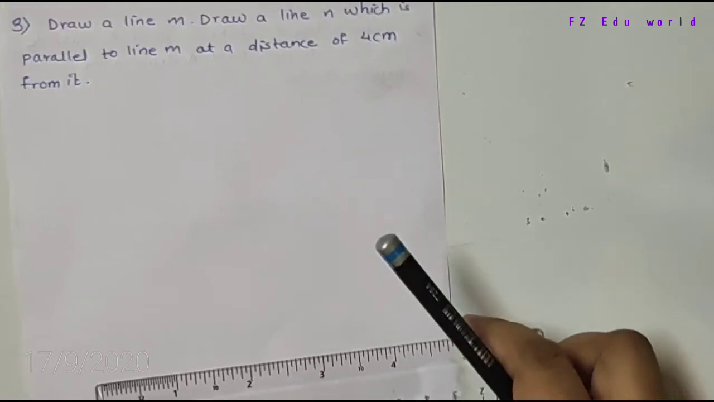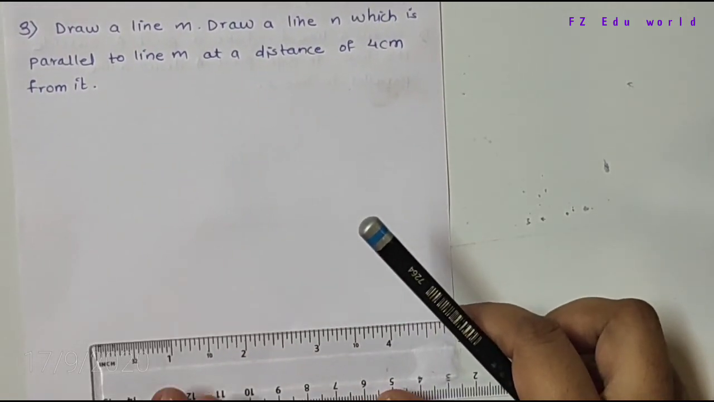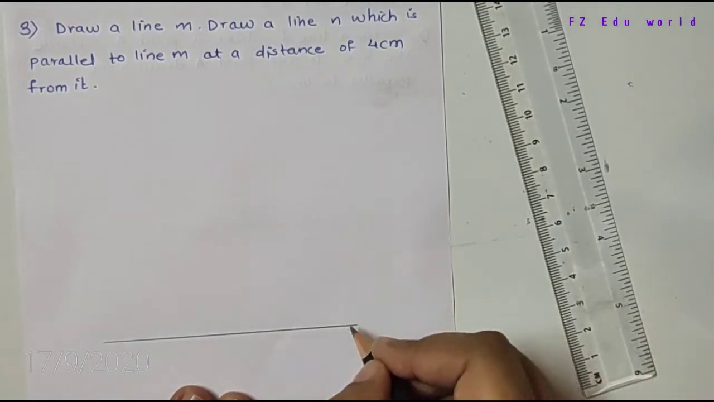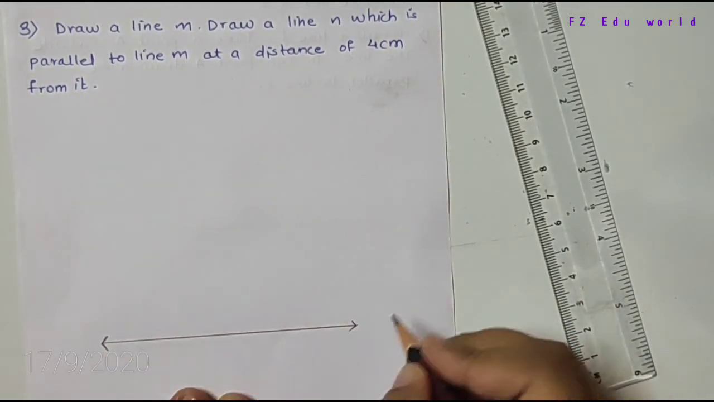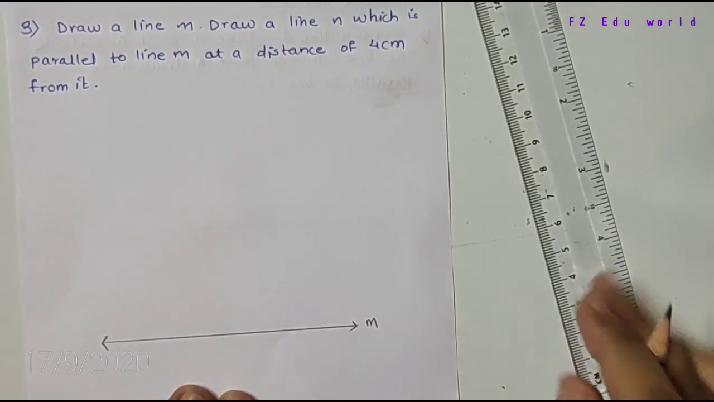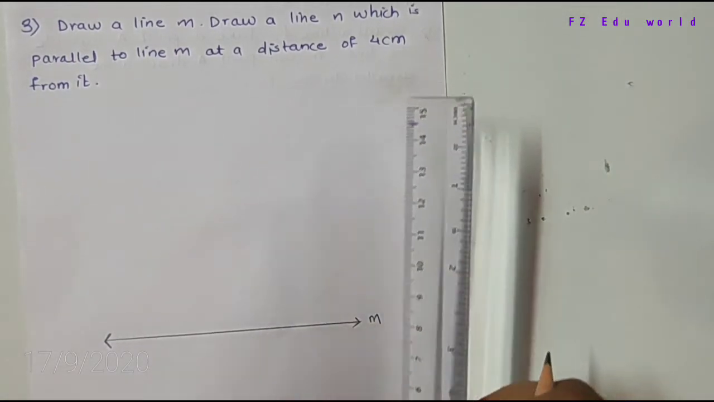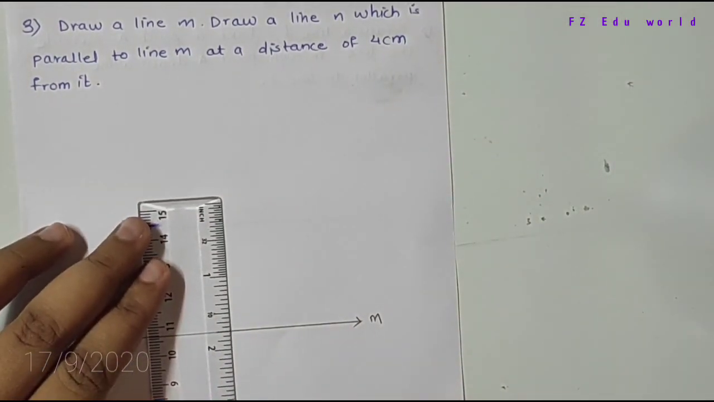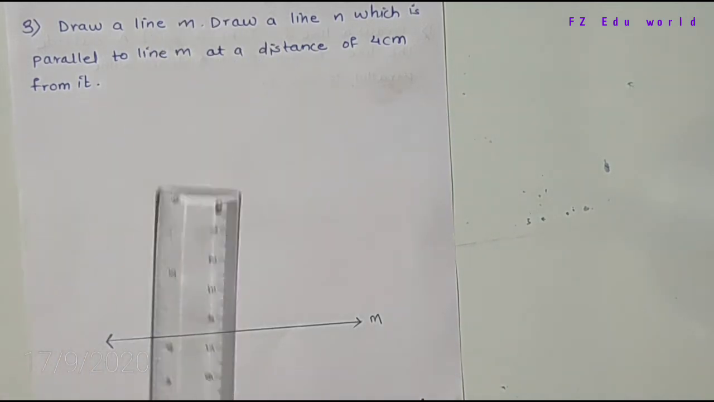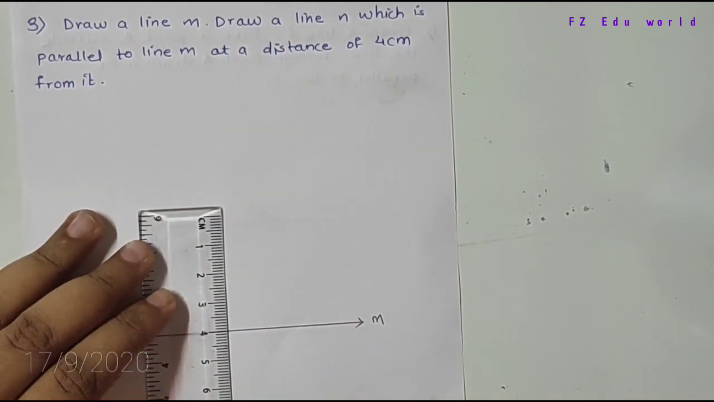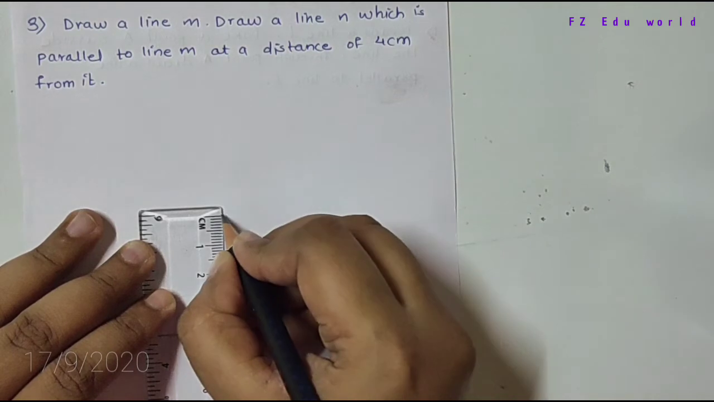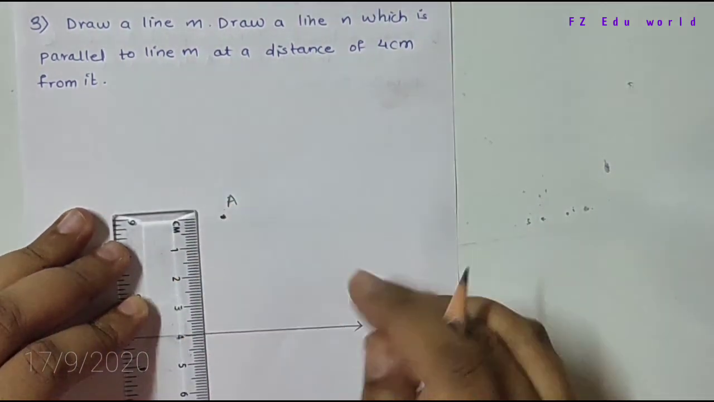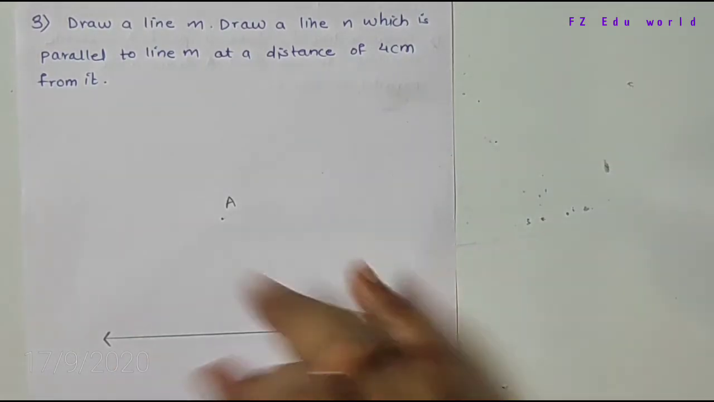First it is said that draw line M. You will draw line M of any measurement. This is our line M. Now at a 4 cm distance we have to draw line N parallel to it. This is our 4 cm. I am taking a point here, giving the name A.